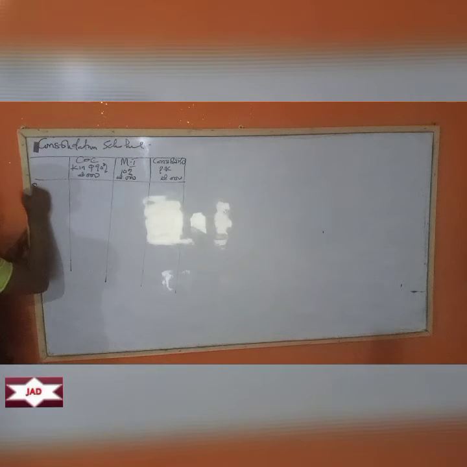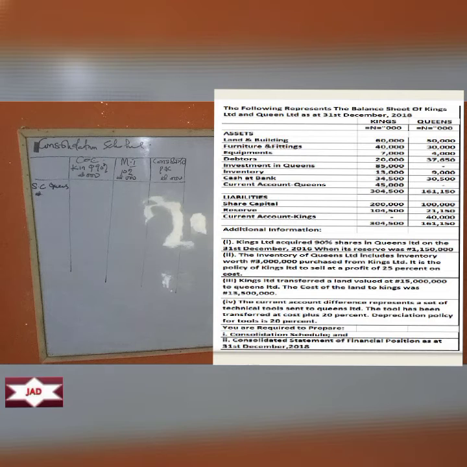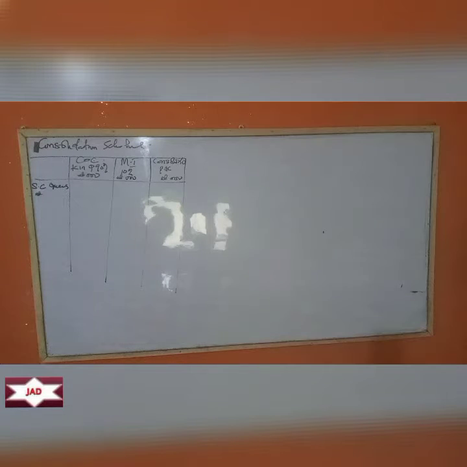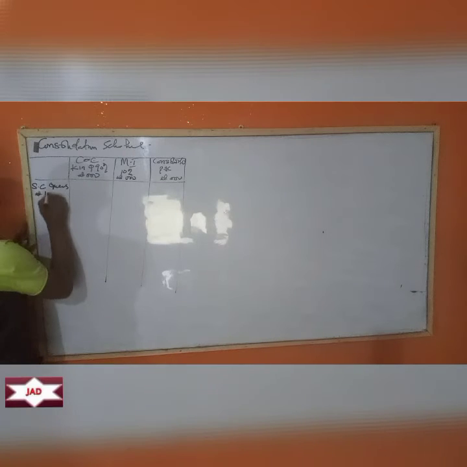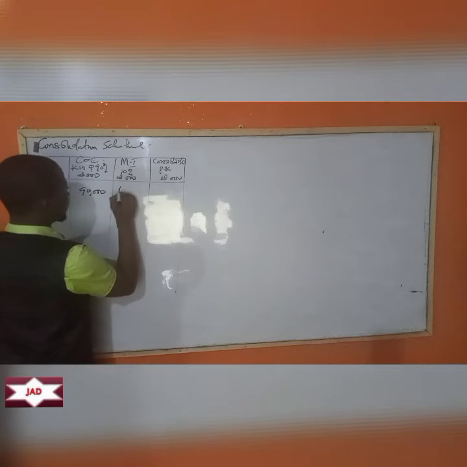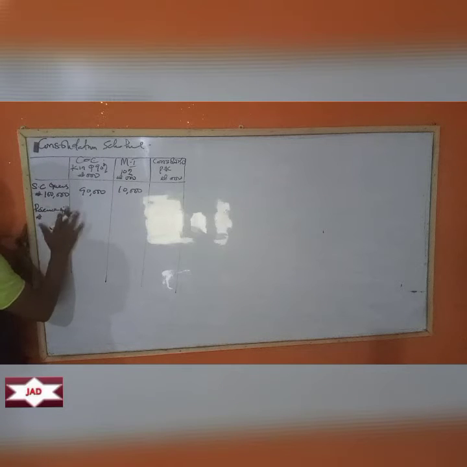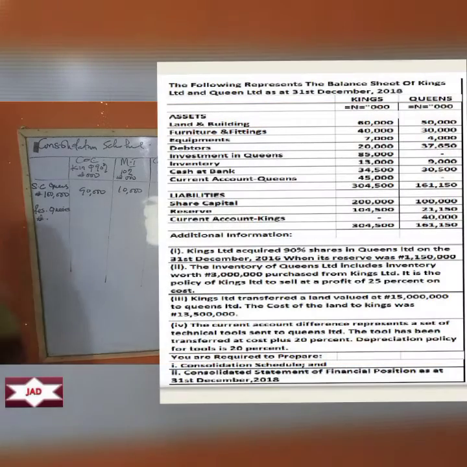What do we have? Share capital. What's the share capital there? 100 million, that's 100,000. 90% here is 90,000, and here we have 10,000. Now let's go to reserve. What's the reserve? We cannot say yet, because there are adjustments that will affect the reserve.